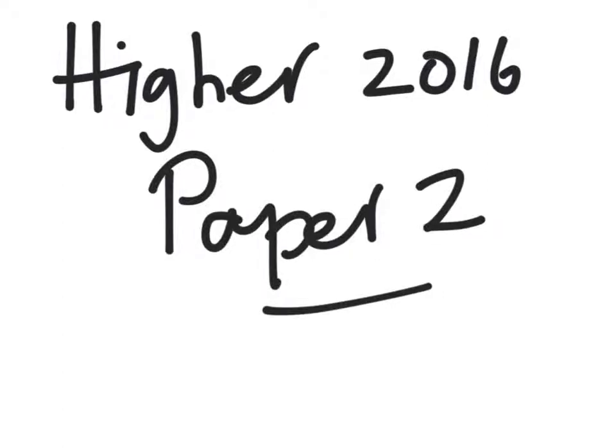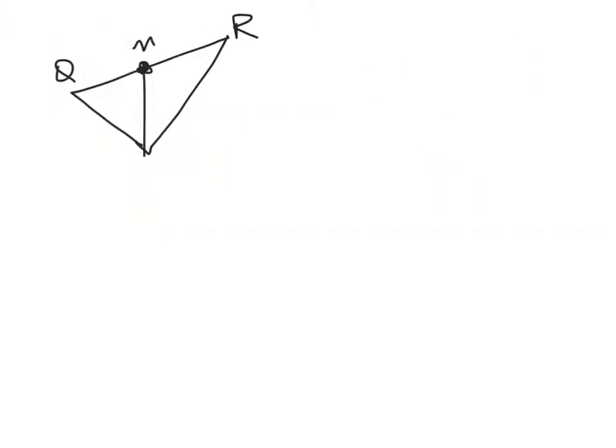Okay, here's the solutions to the higher paper 2 for 2016. Question number 1, straight line question. State the coordinates of point M. Well, M is the midpoint of QR. So if we add the x's together in half and the y's together in half, then it automatically gives us an answer of 2, 4.